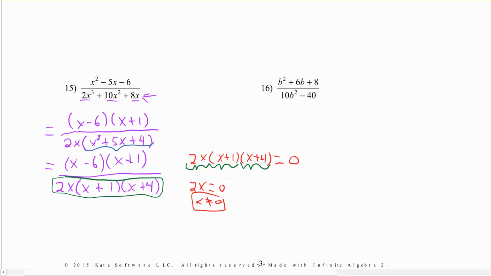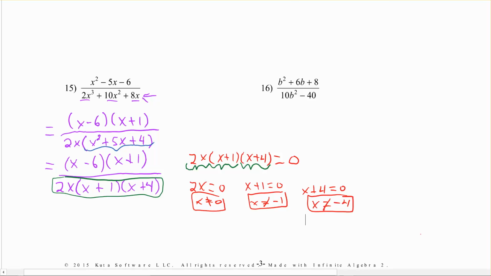The next one, x plus 1. Let's go x plus 1 is equal to 0. Well, that would mean x would be equal to negative 1. So we're saying x cannot be equal to negative 1. That's one of the restrictions too. And then the last one, x plus 4 is equal to 0. We're going to say x cannot be equal to negative 4. So that's my other restriction. So there's 3 restrictions there.